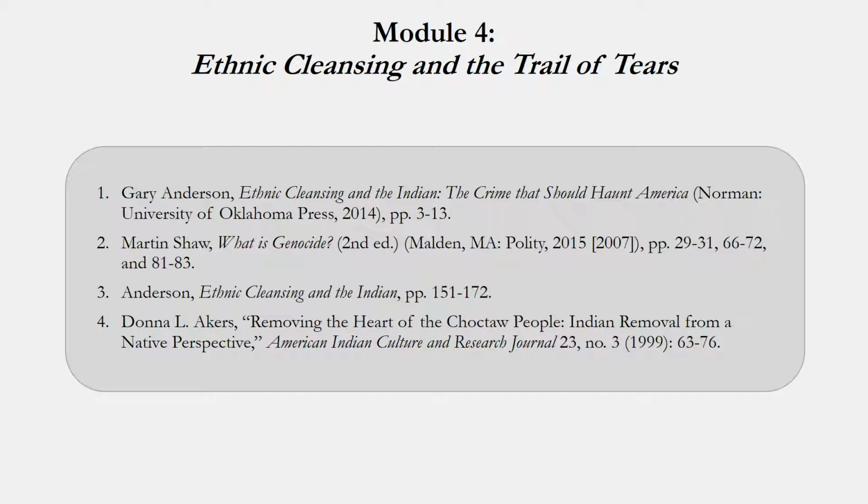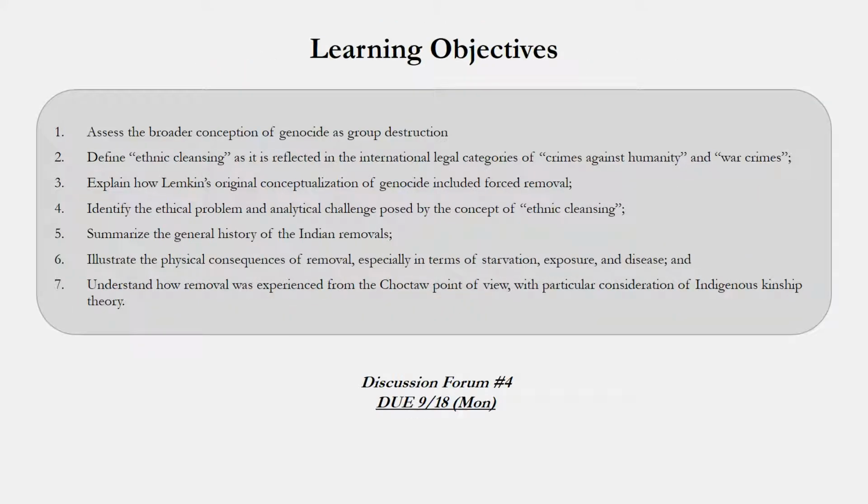Anderson comes back in with reading 3, which opens up the historical context of our case study this week, the Trail of Tears and the wave of Indian removals that began in 1830. Finally, reading 4 will look at the experience of removal from a Choctaw perspective in order to consider the broader ramifications of genocide as social destruction. You see here the list of learning objectives for the week. As usual, use these to frame your discussion post.